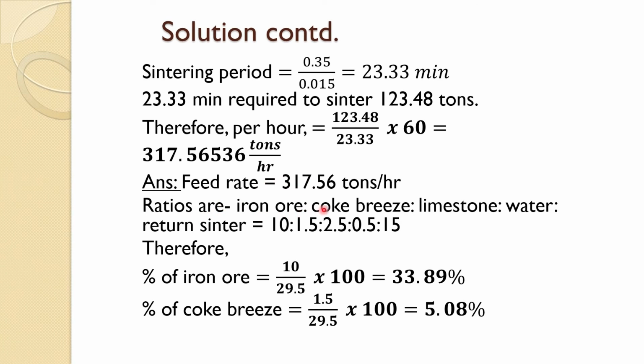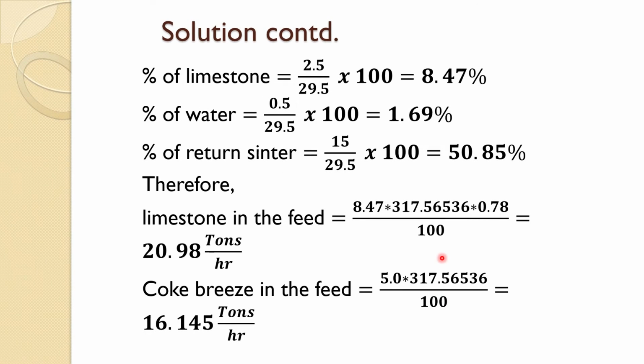Now, it is given that iron ore, coke, limestone, water and sinter return are in this ratio. So, therefore, iron ore in terms of percentage we can write it, the total of these is about 29.5. So, percentage wise iron ore would be 34%. Similarly, coke breeze would be 5%, limestone would be around 8.5%, water 1.7% and the sinter return is about 51%.